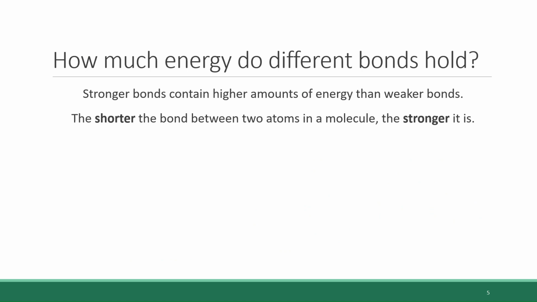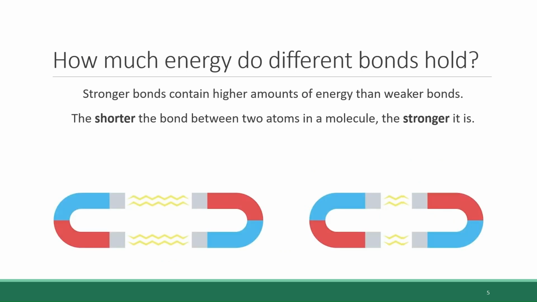But what makes a bond strong or weak is ultimately the length of the bond, meaning the distance between the two atoms being bonded. The shorter the bond between two atoms in a molecule, the stronger it is. And this should make sense to us intuitively as well. Especially if you've ever played around with magnets before, what you may have noticed is that as you move the magnets closer together, the attraction becomes stronger, and it's harder to pull them apart.